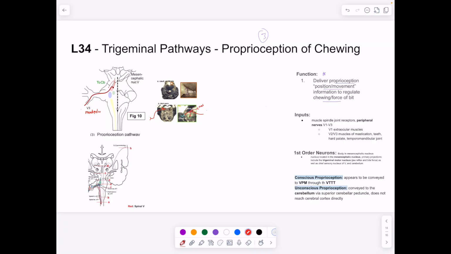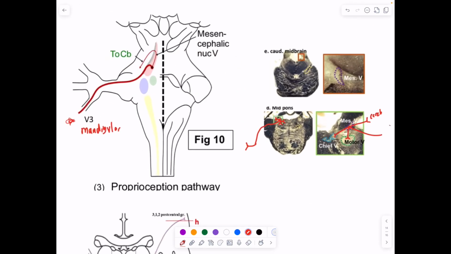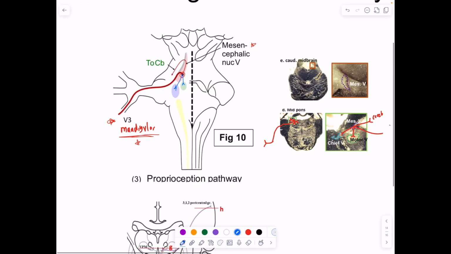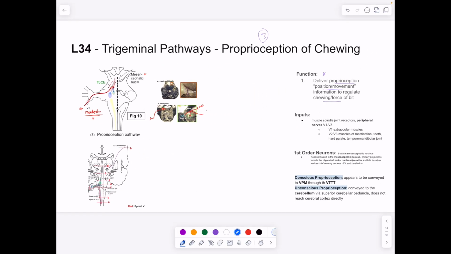The first order neuron is always the same. It's always going to come from our trigeminal that controls chewing, so it's always going to be from the mandibular division. Then it's going to synapse in this region called the mesencephalic nucleus. All right, this is where things get kind of weird. The second order is not consistent. It can go here, it can go here, and we're going to talk about that as we get to the reflexes. But basically you have proprioception of chewing, you have V3, and it's going to come in and synapse on this mesencephalic nucleus of 5.